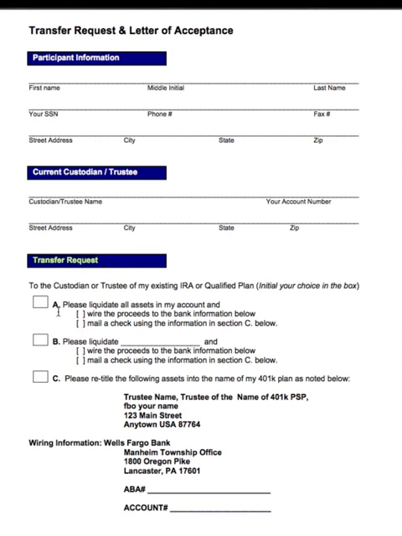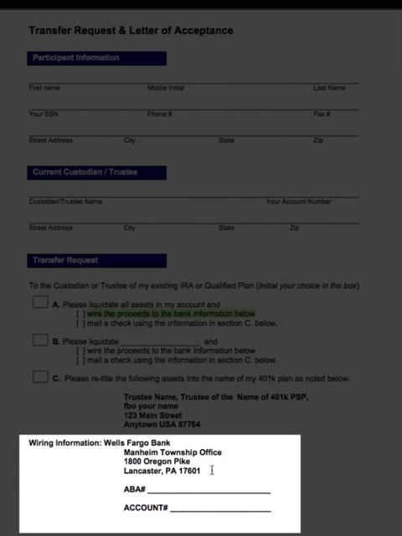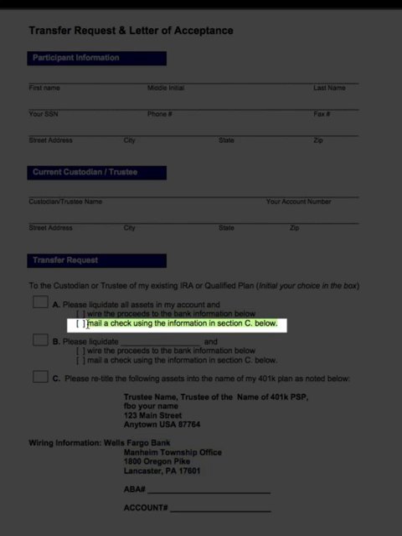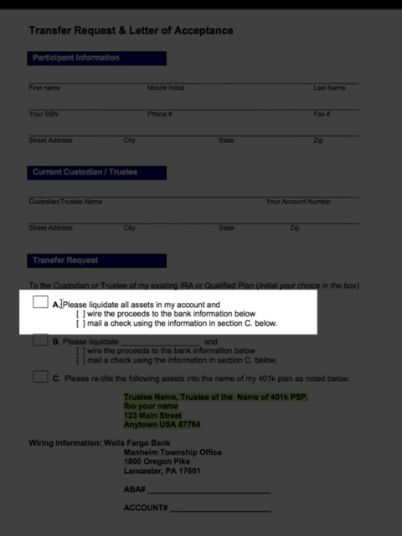Well, if you want to have them liquidate all the assets in the account and then just send you the cash, go to section A. And what you would do is say, please liquidate all assets in my account and either A, wire the proceeds to the bank information below, that's down here, or mail a check using the information in section C below. That would be over here. So that's if you want them to liquidate everything and just move cash into the account.